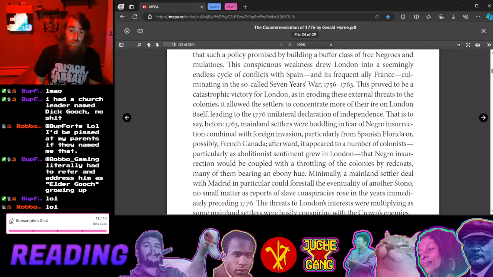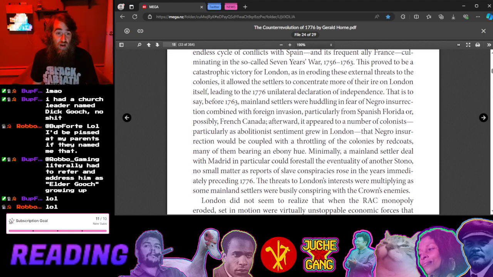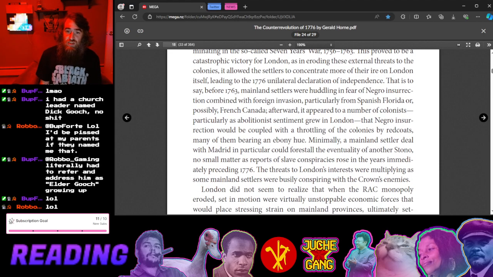This conspicuous weakness drew London into a seemingly endless cycle of conflicts with Spain and its frequent ally France, culminating in the so-called 7 Years' War, 1756 to 1763. This proved to be a catastrophic victory for London, as in eroding these external threats to the colonies, it allowed the settlers to concentrate more of their ire on London itself, leading to the 1776 unilateral Declaration of Independence.